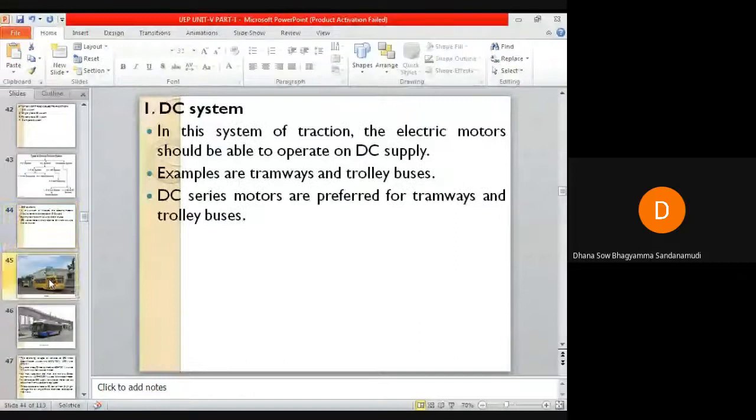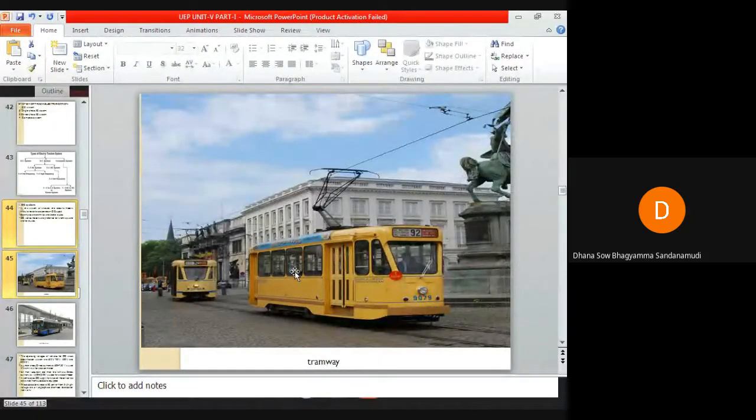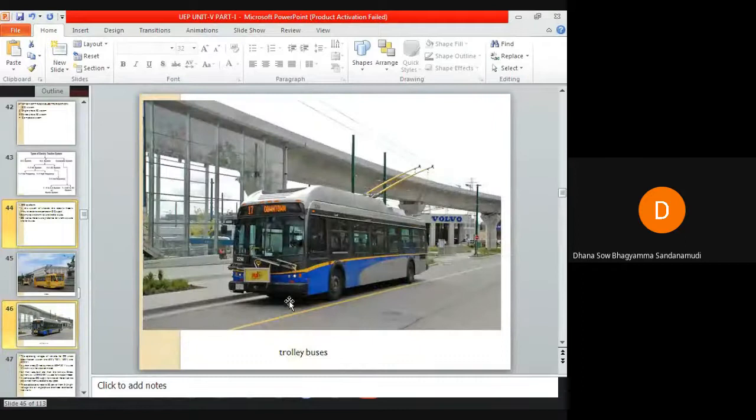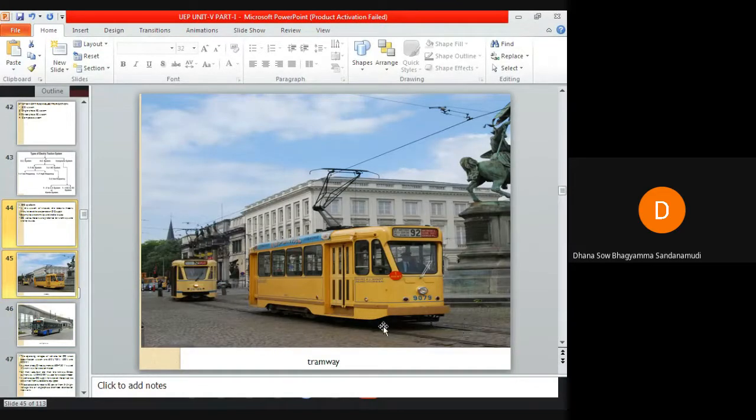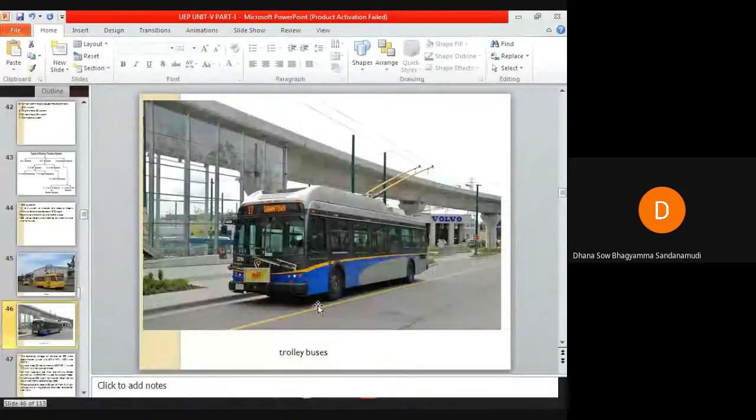We have already discussed tramways and trolley buses. For trolley buses, there is no need of any track, but for tramways, track is required. Usually DC series motors are preferred for both tramways and trolley buses. And if we want regenerative braking, instead of using DC series motors for these tramways or trolley buses, we can even use DC compound motors.